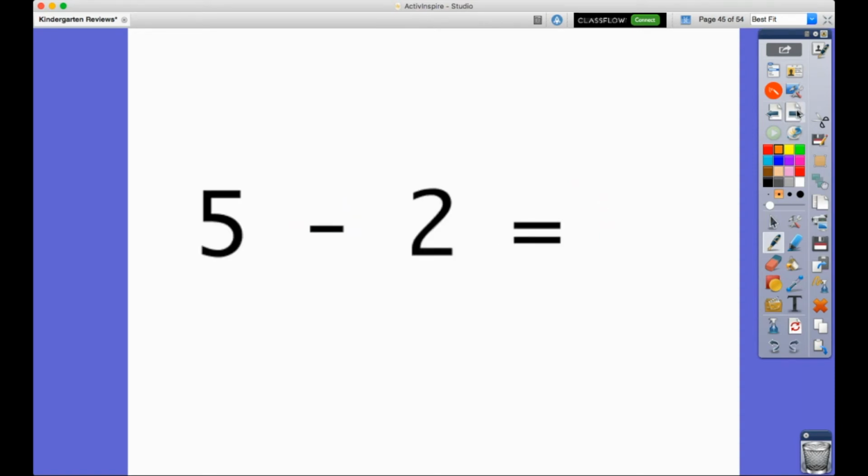What about this one? What are we going to be doing? What is our sign? Our sign is for subtraction. So 5 minus 2 is 3. 5 minus 2 is 3.